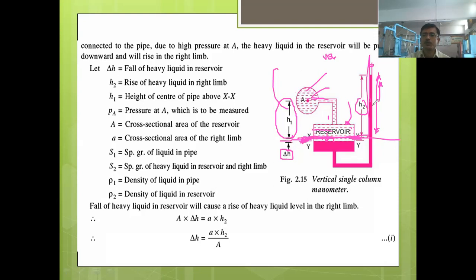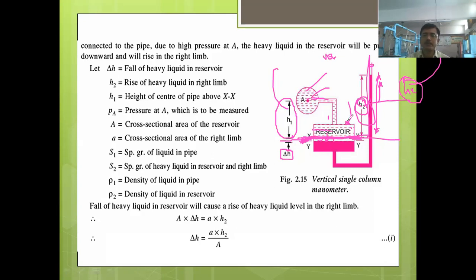So in this kind of manometer, we just have to measure the value of H2. We only measure the value of H2 here. We don't need to find out H1, as it is already known to us. Its value from the center of the reservoir is known to us, right? Just measure the value of H2, put that value of H2 in this equation, and do the calculation.